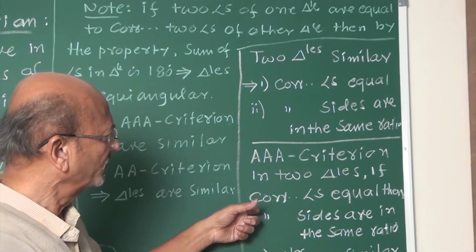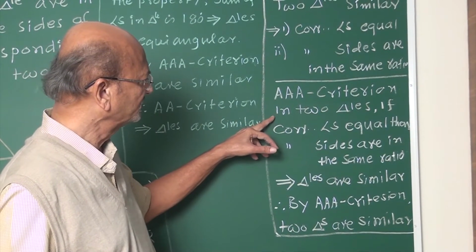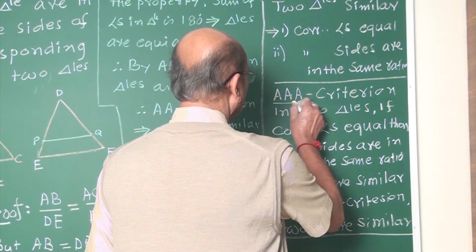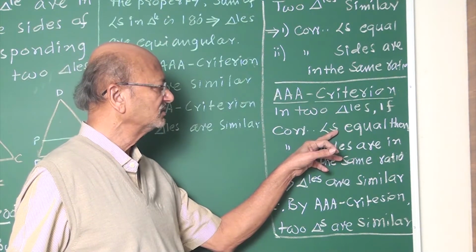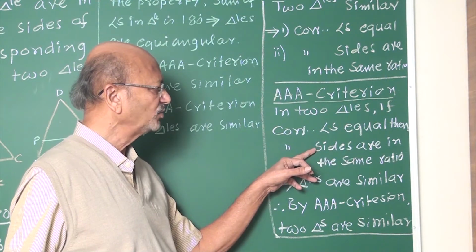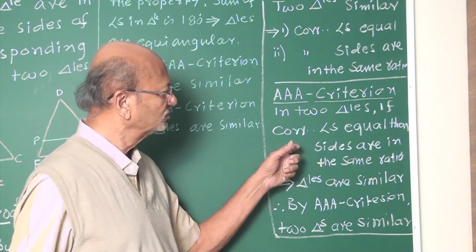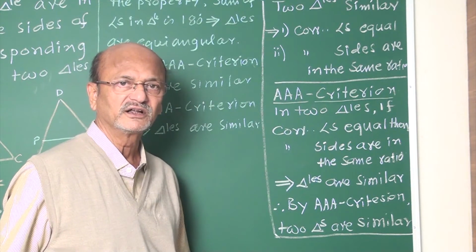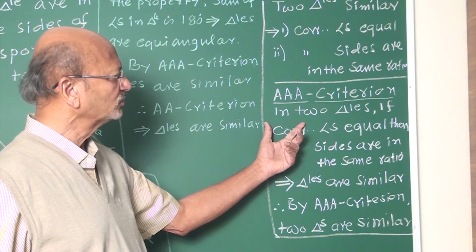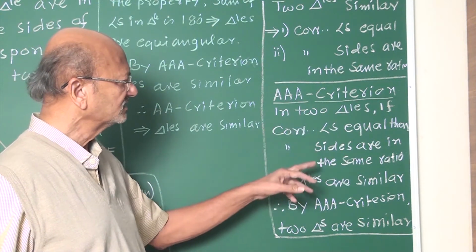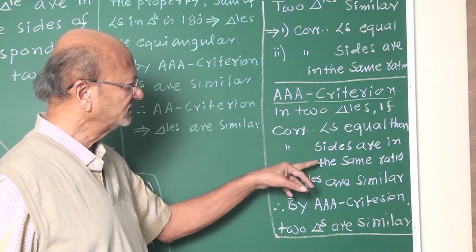Next, this property, my friends. What does this property tell? This is the triple A criterion. That is, in two triangles, if the corresponding angles are equal, then the corresponding sides are in the same ratio, meaning the corresponding sides are proportional. My friends, through this triple A criterion, what we proved is, if the three angles are equal to the corresponding three angles of another triangle, then their corresponding sides are proportional. If angles are equal, sides are proportional.